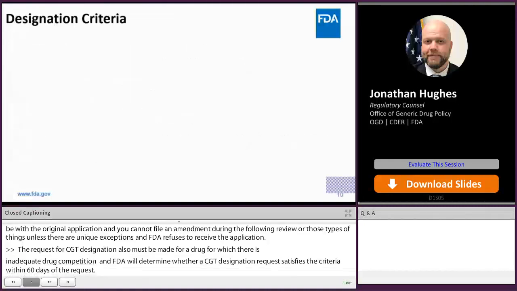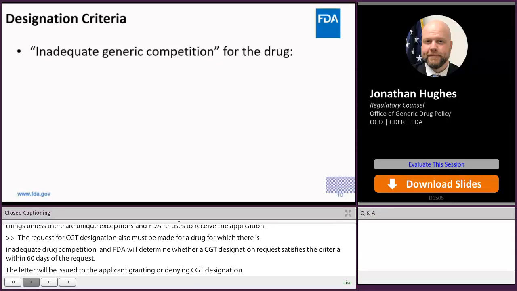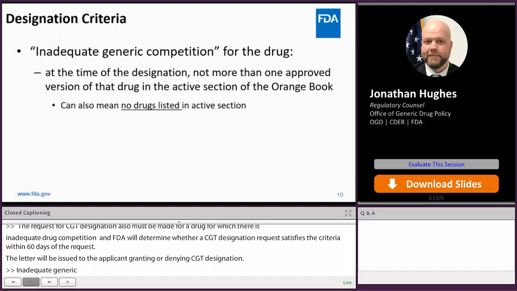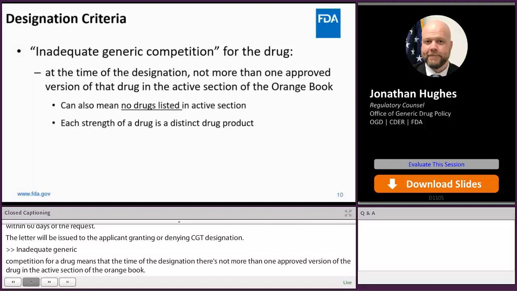Inadequate generic competition for a drug means at the time of the designation, there's not more than one approved version of that drug in the active section of the Orange Book. It can also mean no drugs are listed in the active section. As we clarified in the final guidance, each strength of a drug is a distinct drug product. So you could potentially have CGT designation for one particular strength of a drug.